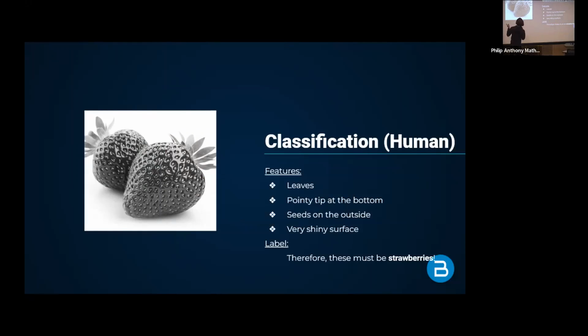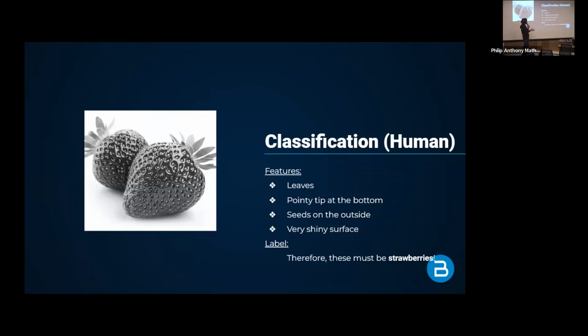So let's think about how a human will look at this image and try to figure out what it is, like what is inside this image, right? Essentially, how your mind works is that you would implicitly split this picture up into certain features, certain attributes. Some of those features might be the leaves right over here. Another one, maybe this thing has a pointy tip at the bottom. Another thing, maybe it has seeds on the outside.